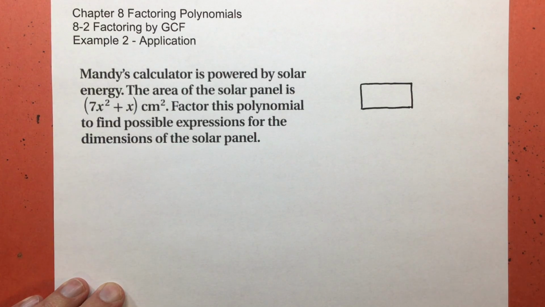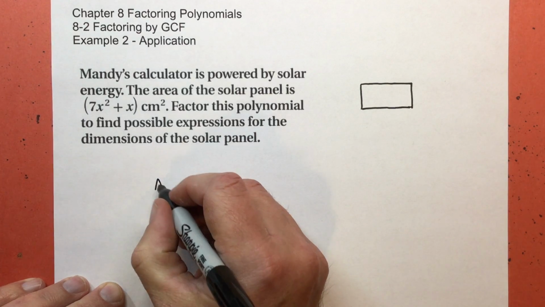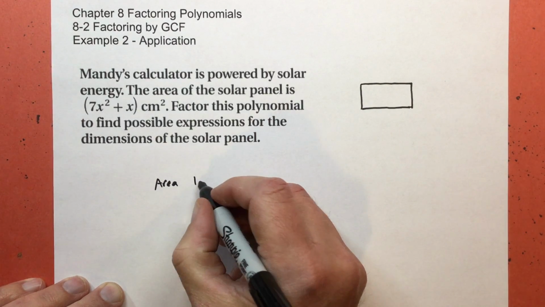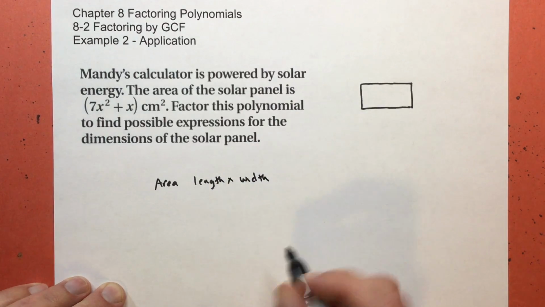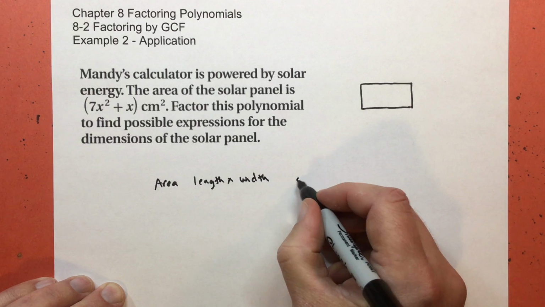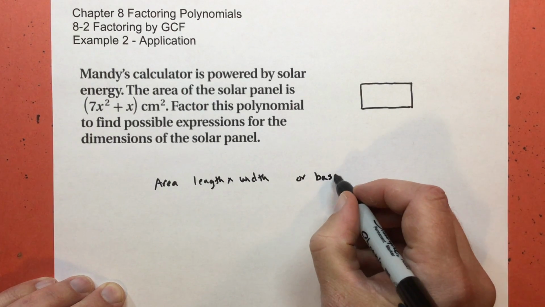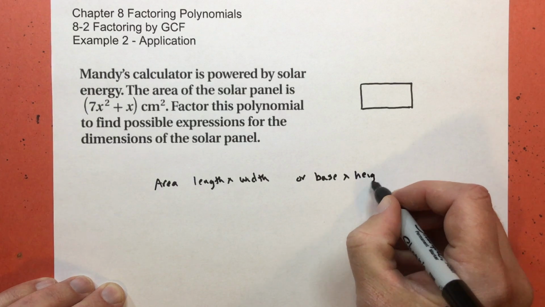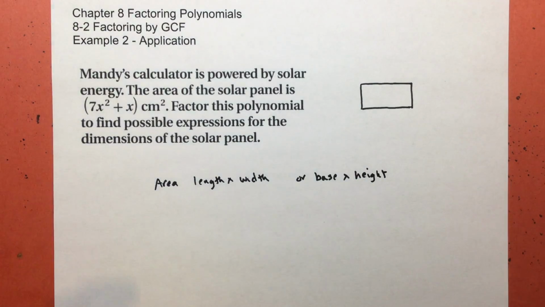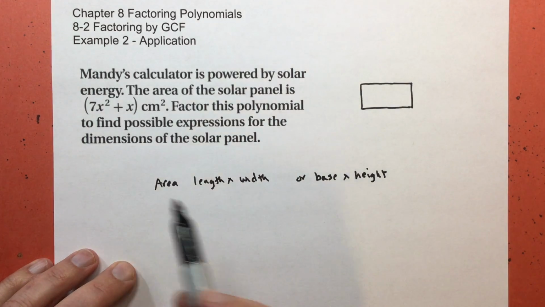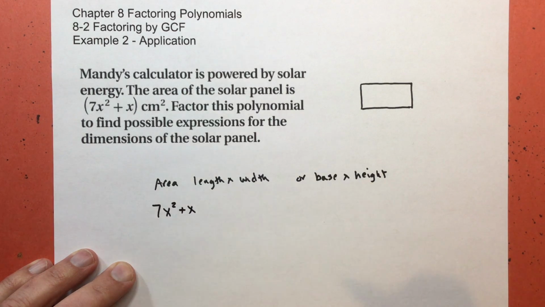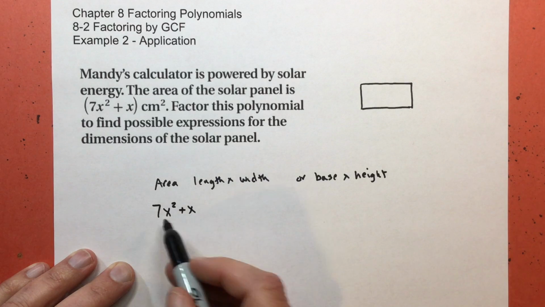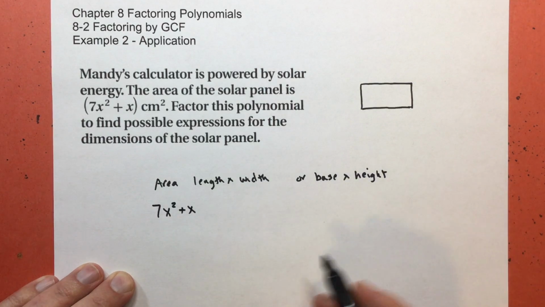Okay, so the area here is length times width. A better way of saying it would be base times height. I like that we're starting to say base times height instead. But I'll give you both because I'm not sure which way your middle school teacher talked about it. So the area is going to be 7x squared plus x. Let's factor this to see what the length times width or base times height is.